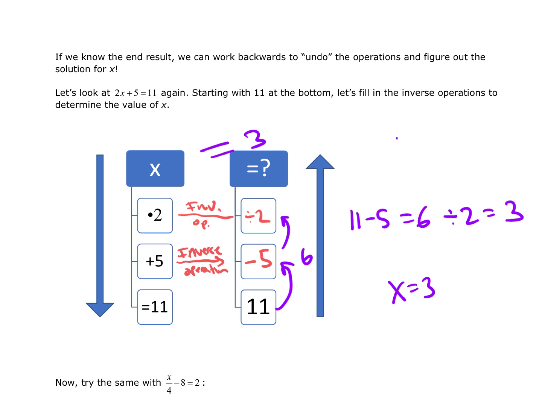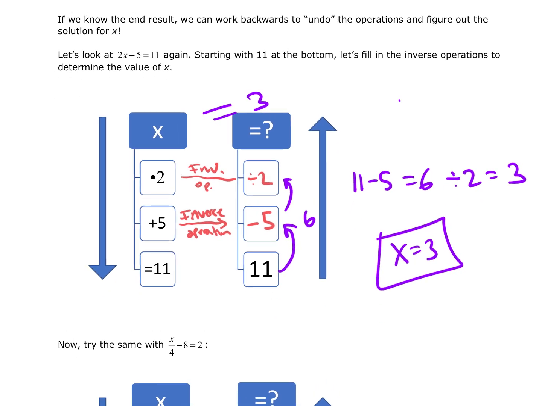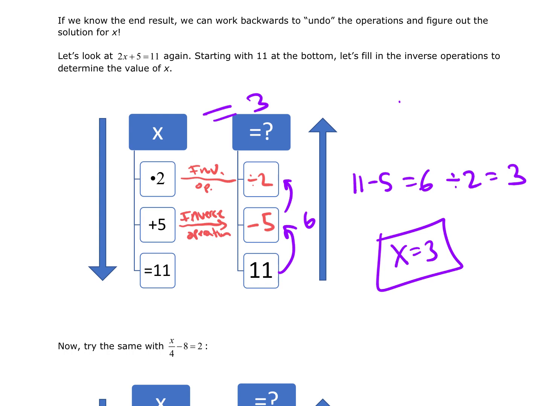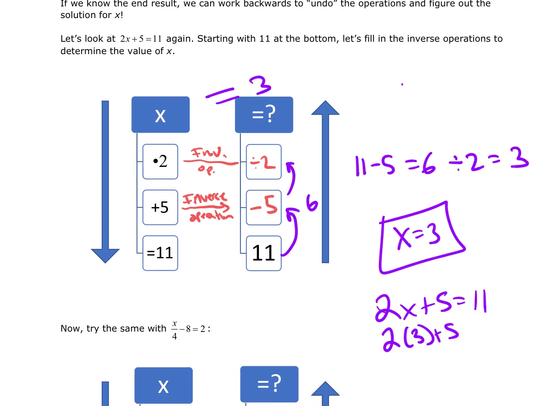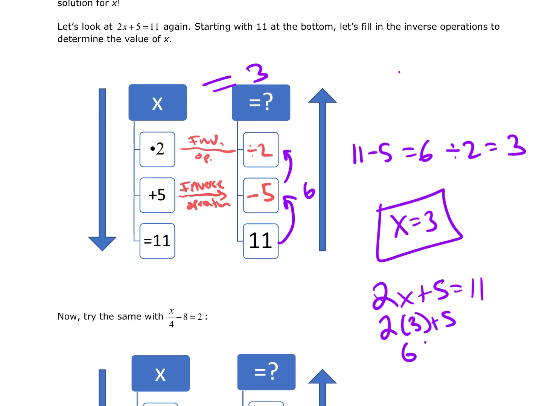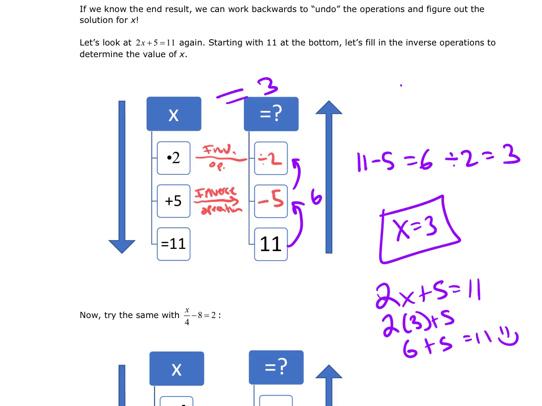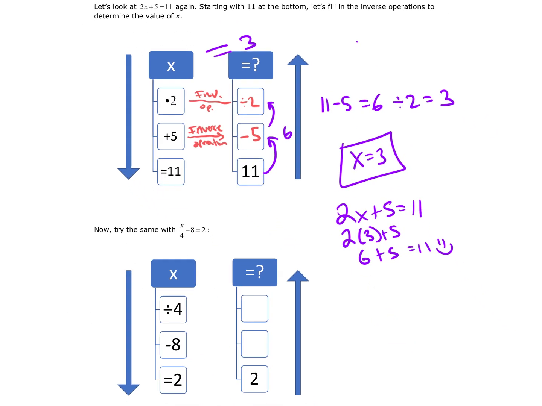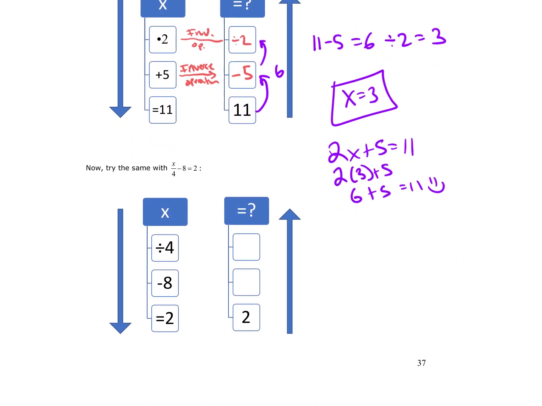We get x equals 3. And if we, let's see, did that work? So let's check our answer. 2x plus 5 equals 11. If I plug in 3, I should get 11. 2 times 3 plus 5 is 6 plus 5, which is 11. We're happy, it worked. Okay, so doing the inverse operations helps us solve the equation.